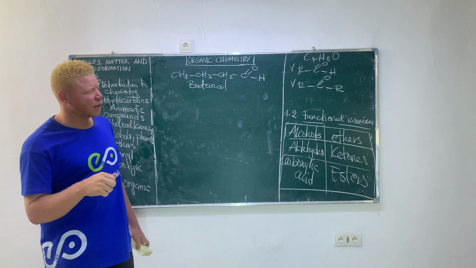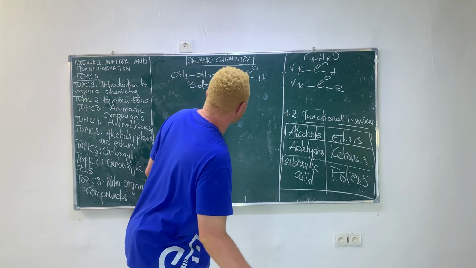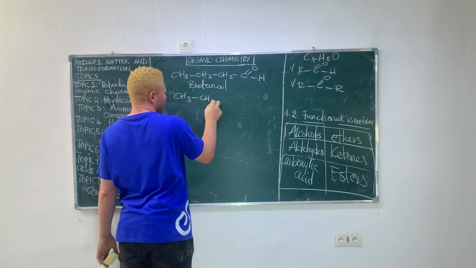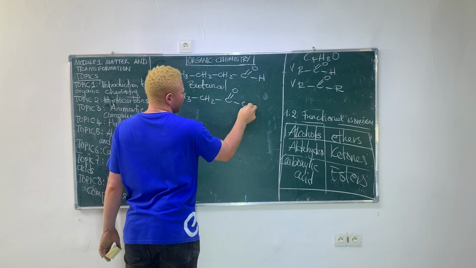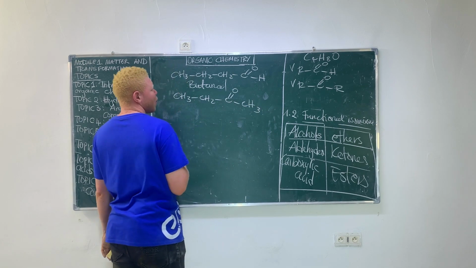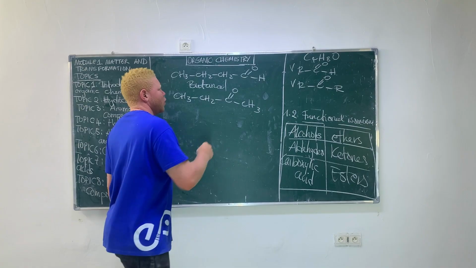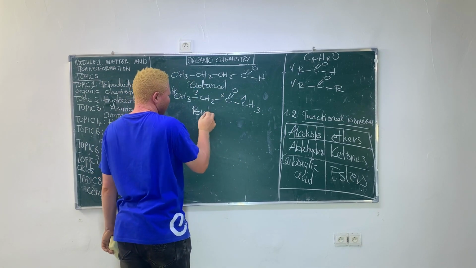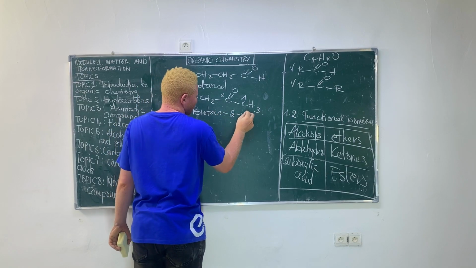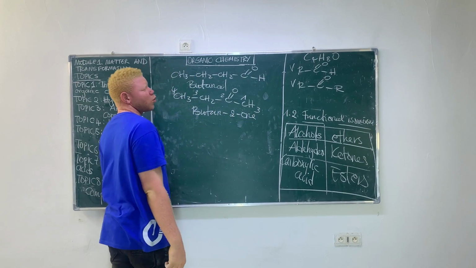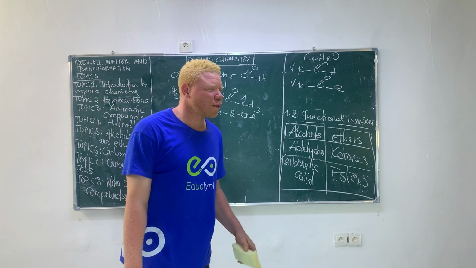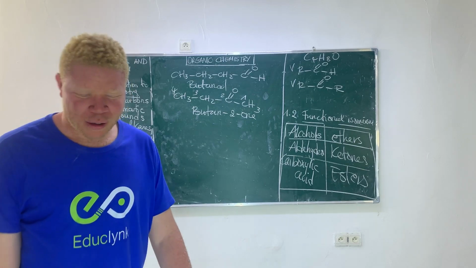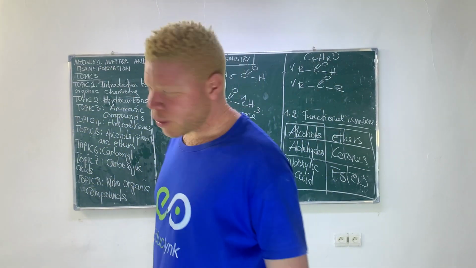For the ketone, we can write CH3, CH2, C double O, CH3. It's a ketone. So say 1, 2, 3, 4, butan-2-one. Butan-2-one because the keto group is on carbon 2. Okay. Another isomers. So let's check if actually they are isomers.